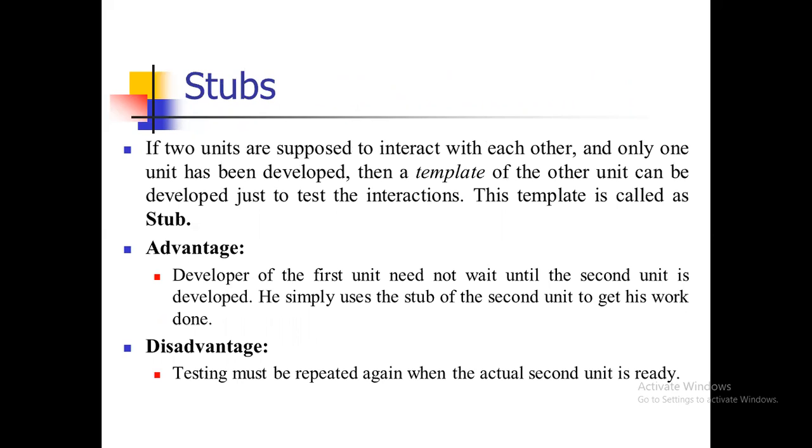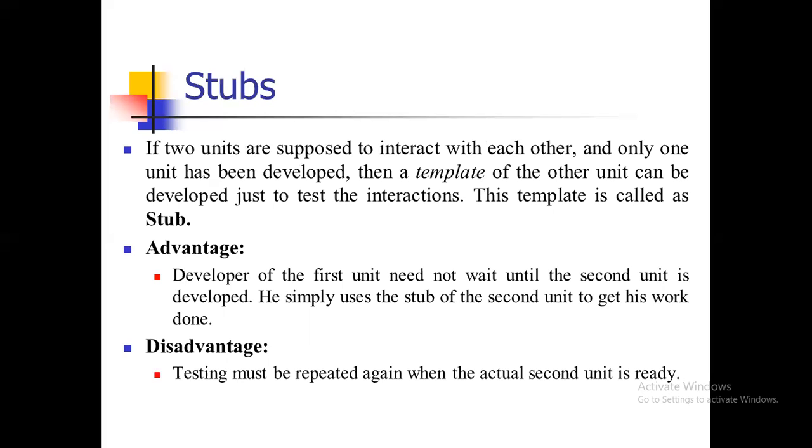A stub means if two units are supposed to interact with each other and only one unit has been developed, then a template of the other unit can be developed just to test the interactions, and this template is called a stub. So we develop one unit and use a template for the other unit to test that interaction. That template we have created for the other unit is called a stub.